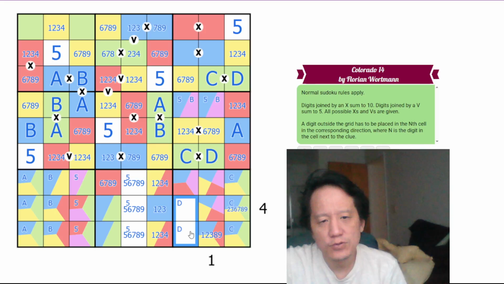Again, this could be blue, red, green, or pink here.